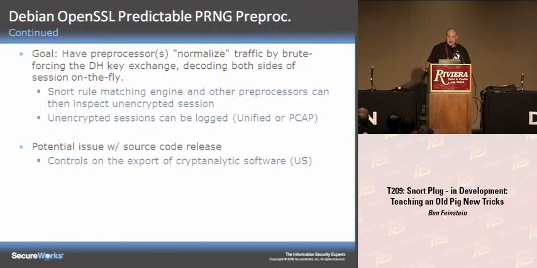So, like I said, the goal in the near future is to have this actually decode both sides of the session. Right now, I calculate the Diffie-Hellman shared secret, I squirrel away some other data about the session into the session object or session storage, and then I generate alerts saying the client's vulnerable, the server's vulnerable. The cool thing about normalizing it is then all the other Snort preprocessors and rules could inspect the unencrypted content, and unencrypted sessions could be logged out to PCAP or unified.